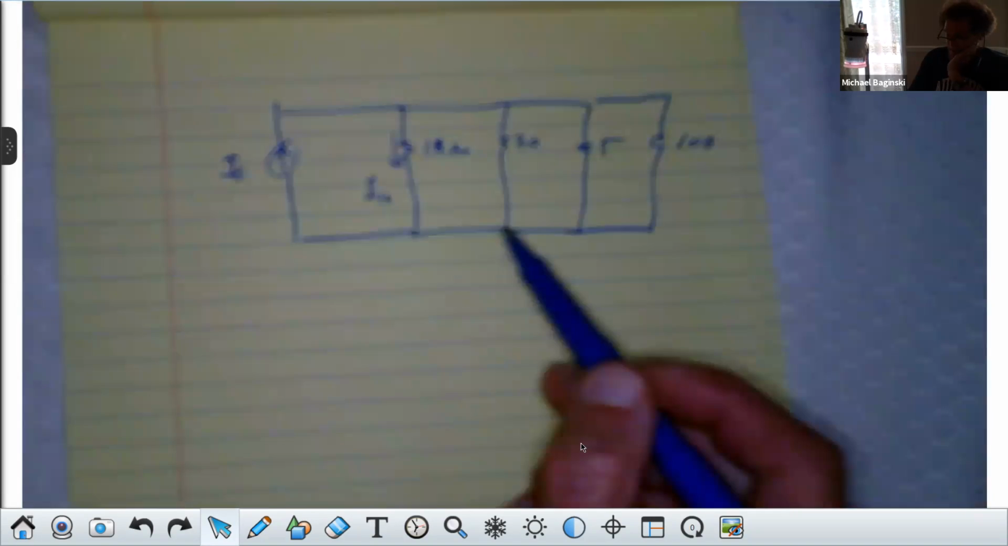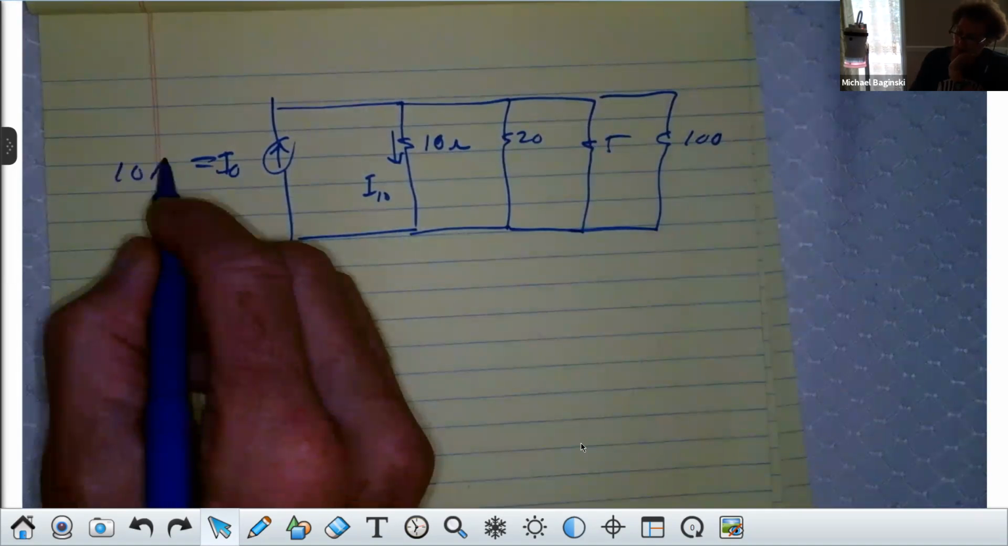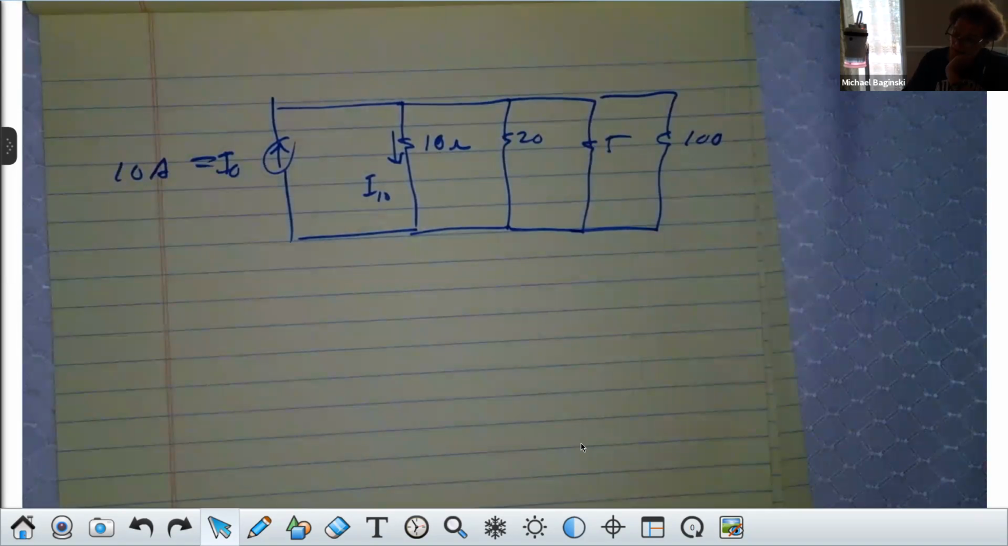So how do I get this current if I've got that? Assume I got I naught, make I naught 10 amps. What are we going to do, anybody? Somebody I'm sure knows this. Maybe you don't want to tell me.